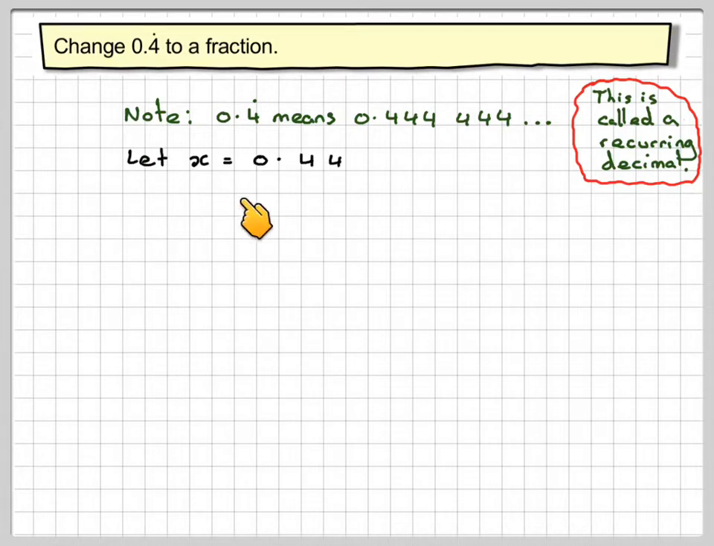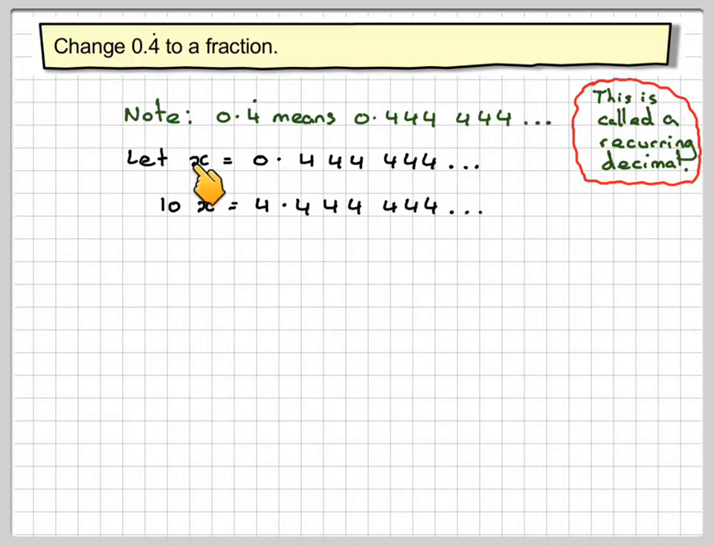You let x be equal to 0.44444, and then you multiply x by 10, and then you'll see why we've done this. That makes 10x equal to 4.44444. Now what you do is 10x minus x, and that gives you 4 minus 0, which is 4, 4 minus 4, which is 0, 4 minus 4, which is 0. So all these 4's will disappear.